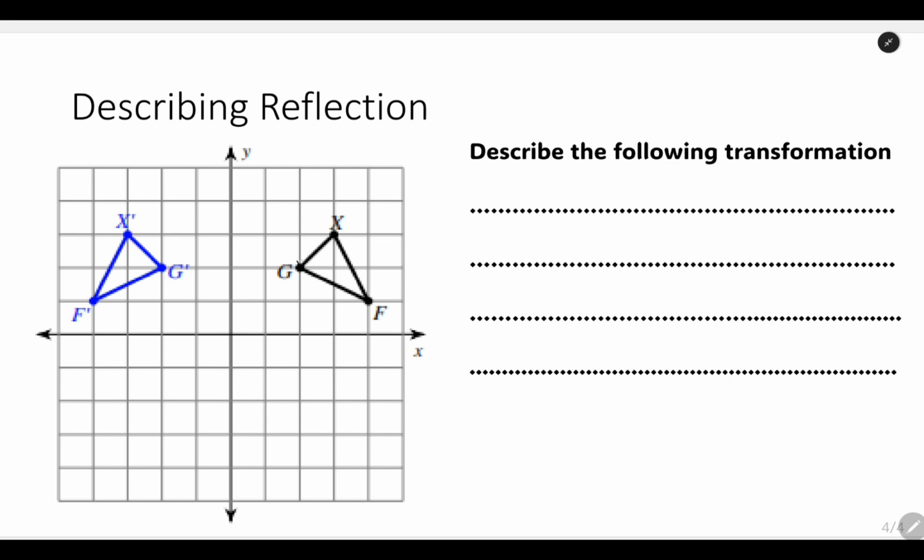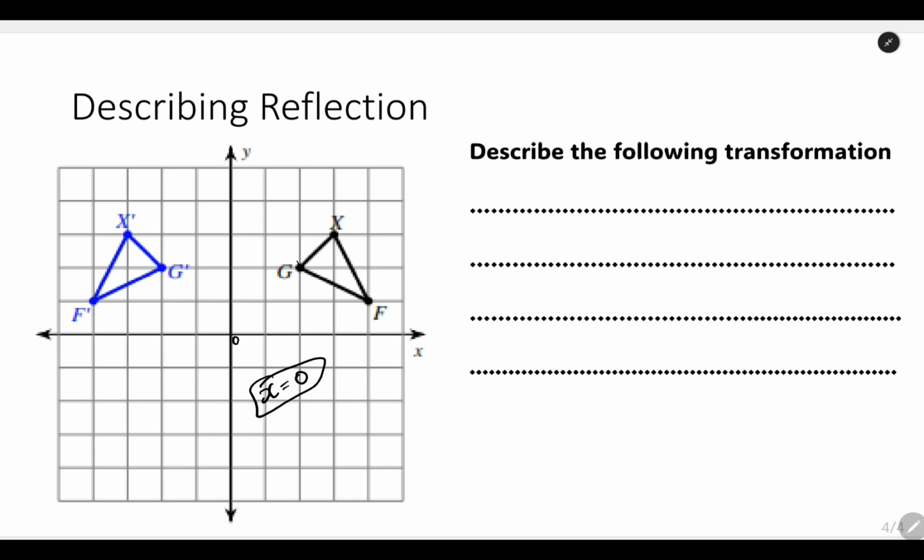So how can we move from G to G prime? We jump 1, 2, 3, 4. So the mirror line would simply be this line right in the middle here. And we see that it crosses the x-axis at 0. So this is reflected over the line x equals 0. So x equals 0 is the mirror line.